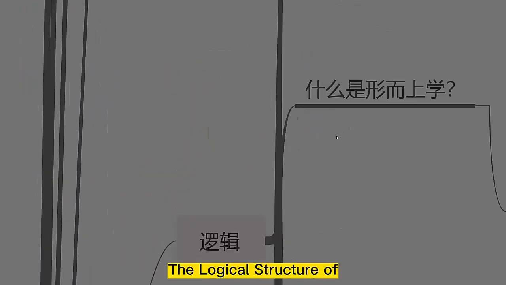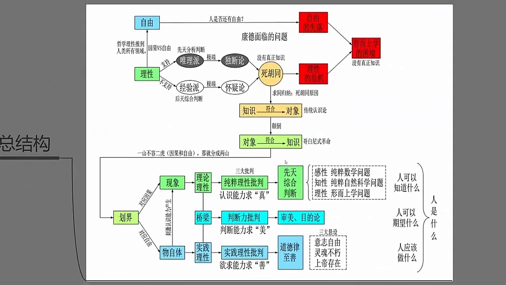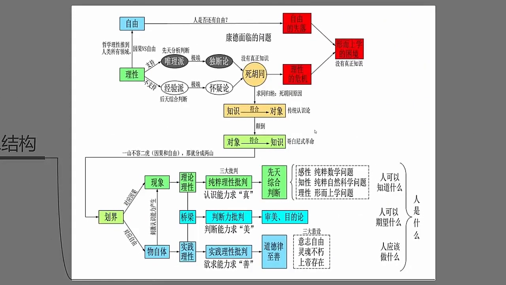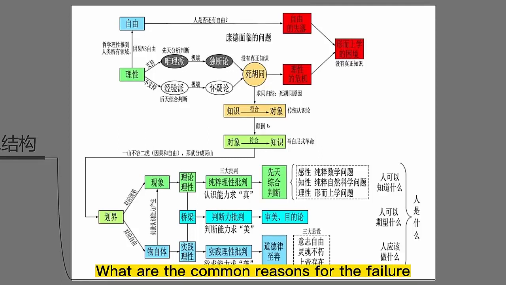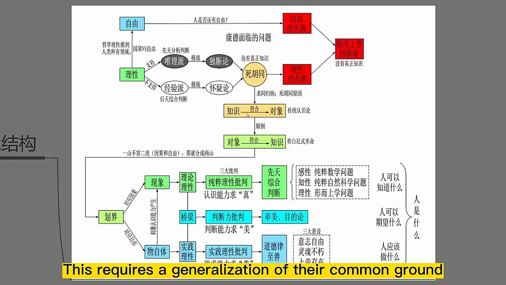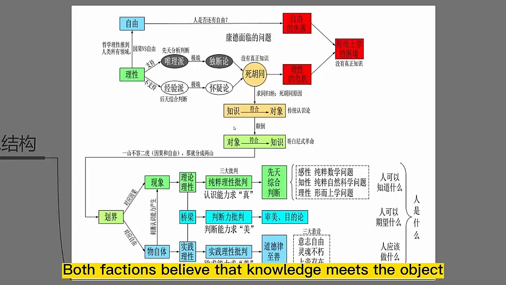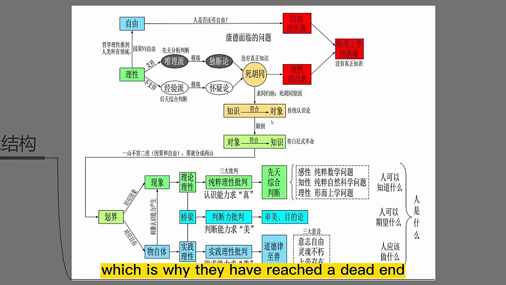Chapter 4: The Logical Structure of Critique of Pure Reason. What are the common reasons for the failure of the rationalists and the empiricists? This requires a generalization of their common ground. Both factions believe that knowledge meets the object, which is why they have reached a dead end. So Kant reversed this traditional epistemology and proposed a new epistemology in which objects correspond to knowledge.